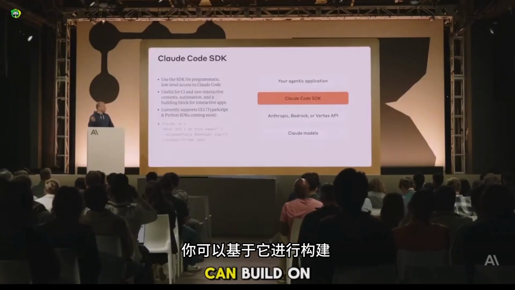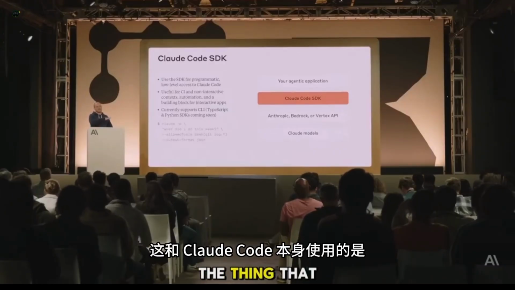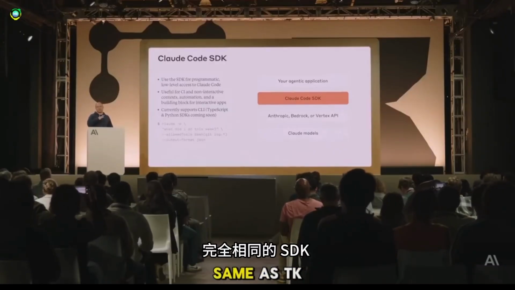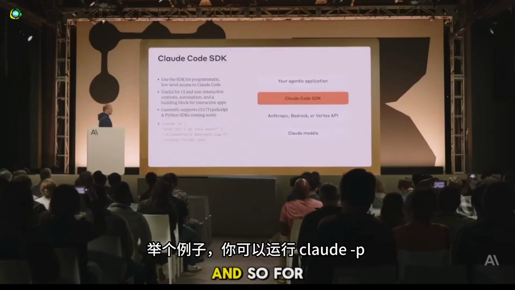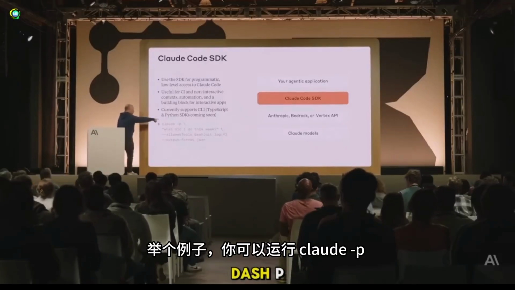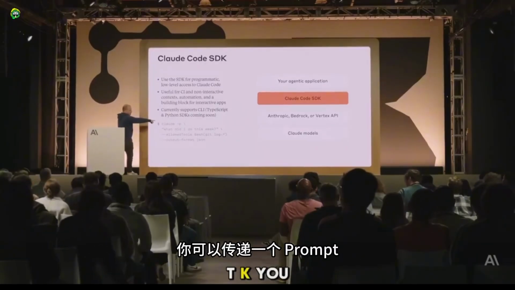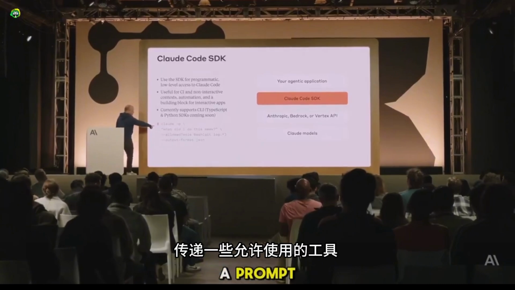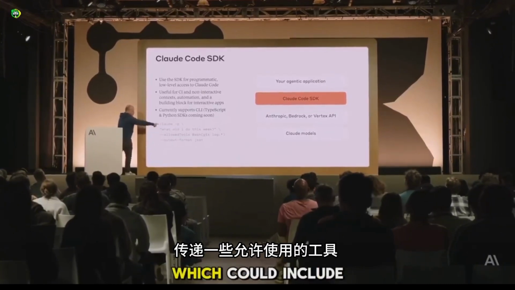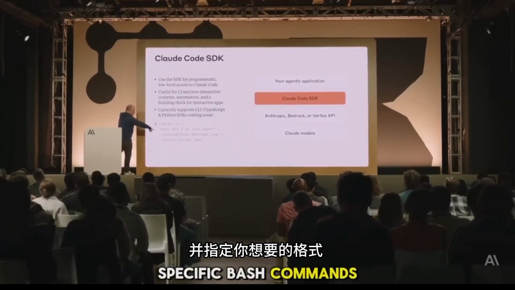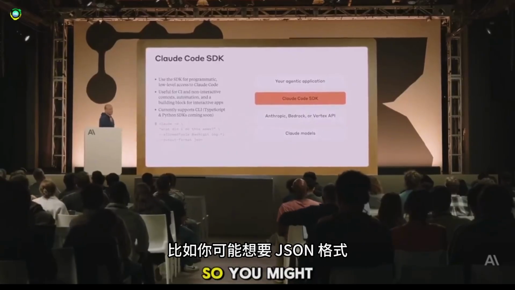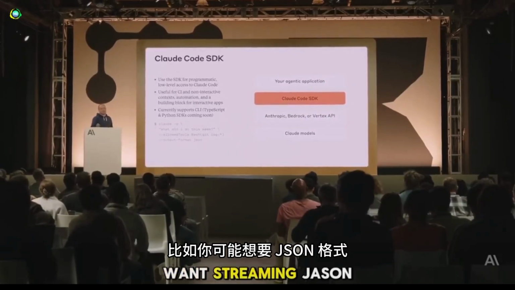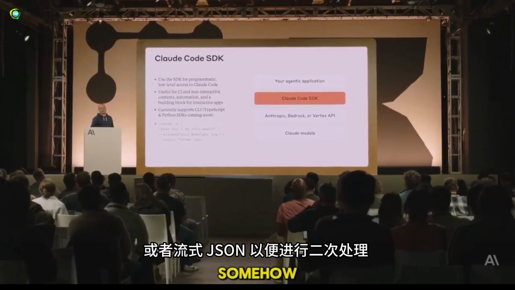So yeah, you can build on top of this. You can do cool stuff. This is exactly the thing that Claude Code uses. It's exactly the same SDK. And so, for example, something you can do is claude -p. So this is the CLI SDK. You can pass a prompt. You can pass some allowed tools, which could include specific bash commands. And you can tell it which format you want. So you might want JSON, or you might want streaming JSON if you want to process this somehow.